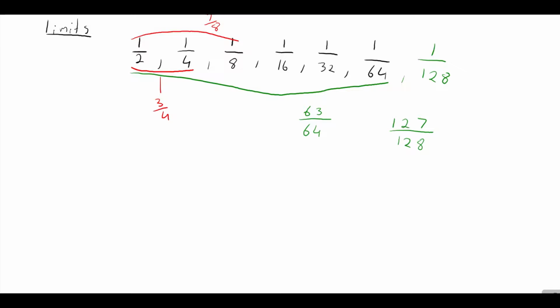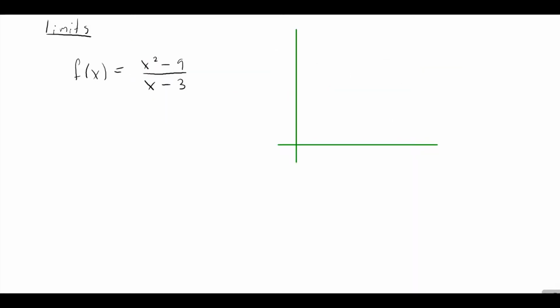So what we're going to say is the limit of this set of numbers added up together, if you just continue on here, is going to be 1. It's never going to reach it, but the limit of it is 1. So I'll give you an example of that now in an equation. So consider this function here. f of x is equal to x squared minus 9 over x minus 3.